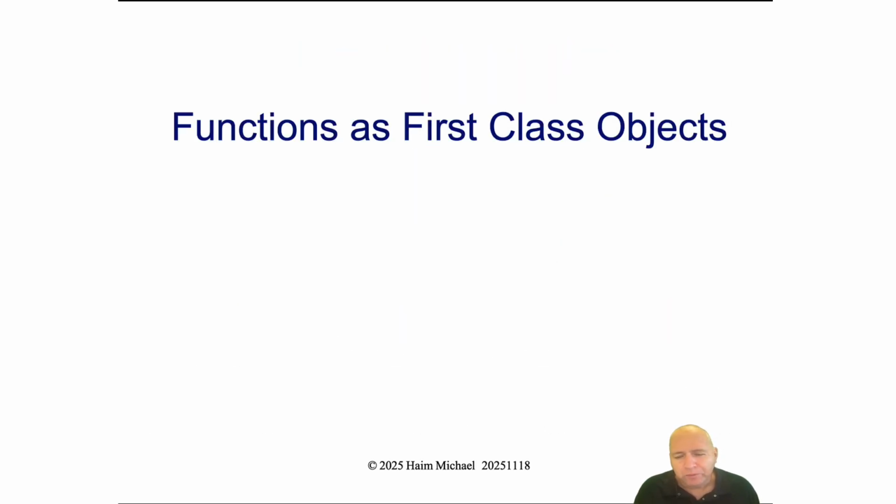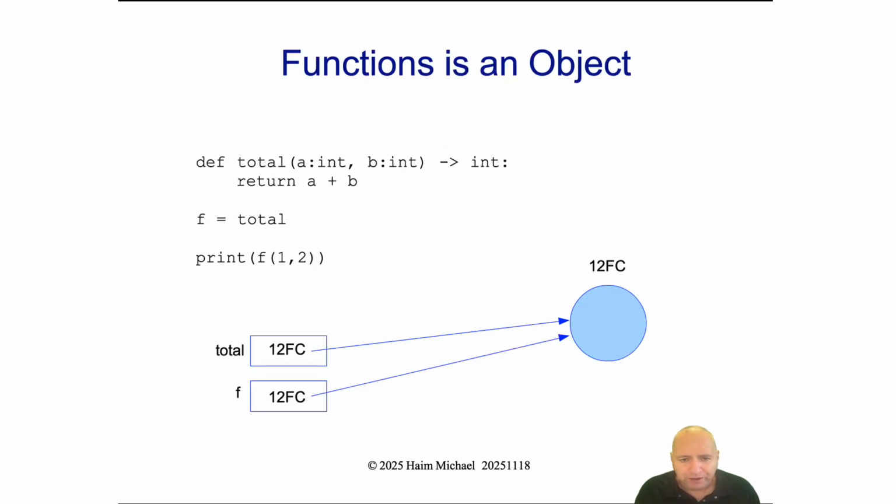Now, let's start with understanding what a function is in Python. A function in Python is actually an object. So when you define a function, you indirectly create an object. When this code is executed, an object is created, as you can see in this diagram, and that object represents a function. In addition, because we named the function total, there is a variable named total, and that variable holds the reference to that specific object that represents the function.